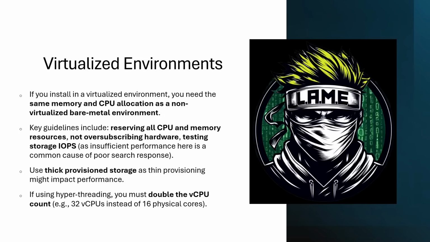Use thick provision storage instead of thin provisioning. You're going to get better performance that way. And if you're using hyperthreading, you must double the vCPU count. So for example, we say you need 16 physical cores, you're going to need 32 vCPUs if you're using hyperthreading.